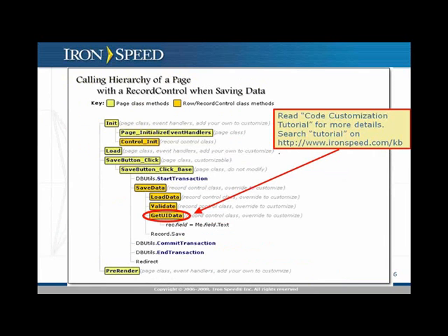And then if you look at the calling hierarchy of a page, you will notice that when you're saving the data, one of the things that we do is we call the GetUIData in order to retrieve the data from the user interface. So what you need to do is override the GetUIData, call the underlying base GetUIData, because you want to essentially leave everything else as is, and then do your own customization.